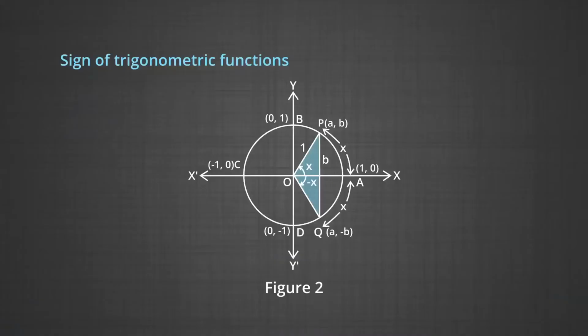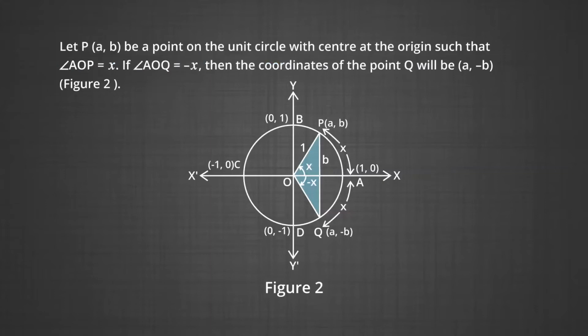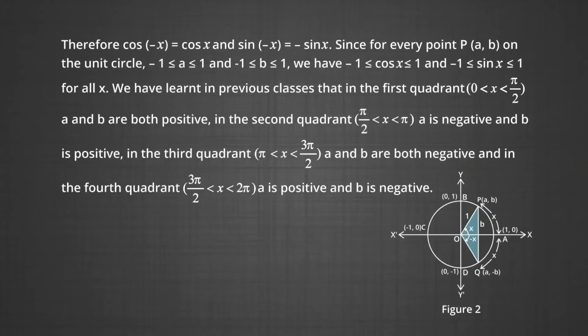Now, we are going to see signs of trigonometric functions. Observe the given figure. Let P(A, B) be a point on the unit circle with the center at origin such that angle AOP is equal to x. If angle AOQ is minus x, then the coordinates of the point Q will be (A, minus B).